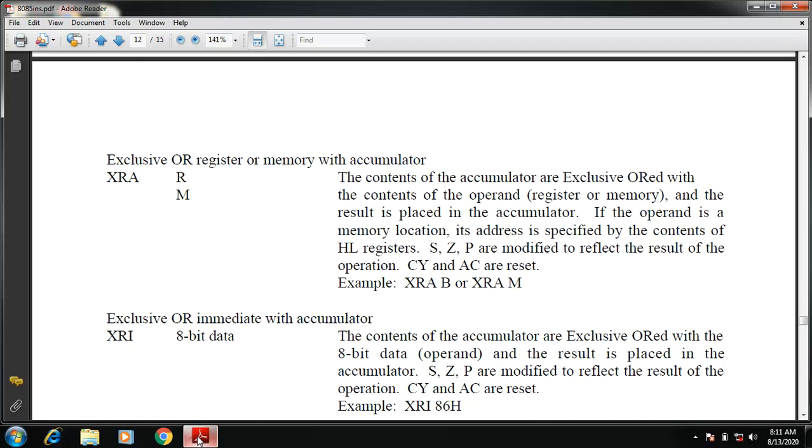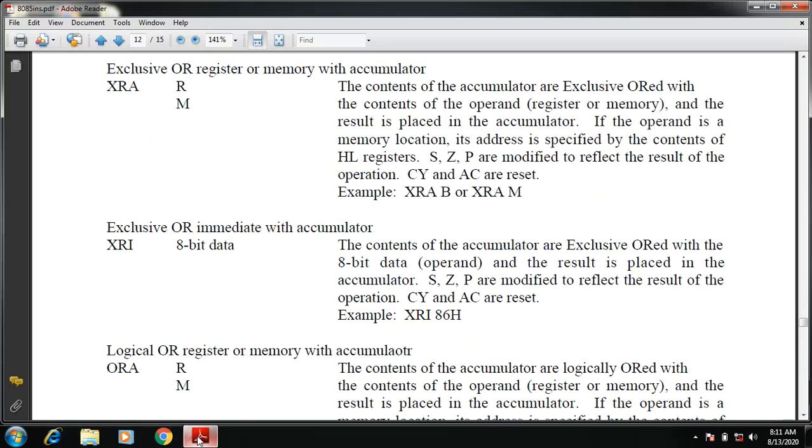So here the content of the specified register is logically XORed with the content of the accumulator. So this is the meaning for the XOR gate. 0 0 gives 0, 0 1 gives 1, that is, differing inputs. 1 0 gives 1, 1 1 gives 0. So 0 0 is 0, 1 1 is 0, and when the inputs differ the output is 1. So this is exclusive OR.